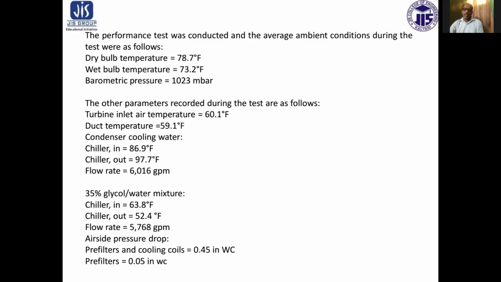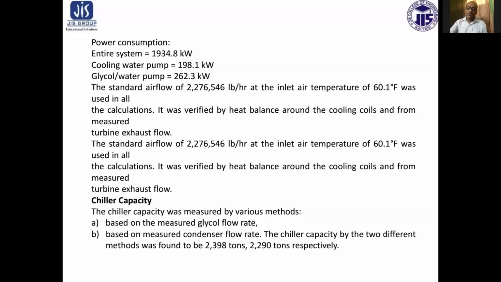Air side pressure drop for pre-filter and cooling coil is 0.45 inches WC. Pre-filter is 0.05 inches WC. The power consumption is given for the entire system: 1934.8 kilowatt, cooling water pump 198.1 kilowatt, and glycol water pump 262.3 kilowatt.